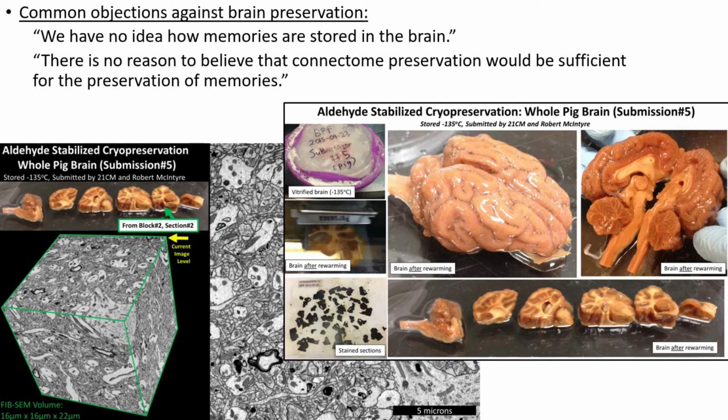This result, and the many others like it, should give pause to anyone that casually dismisses aldehyde-stabilized cryopreservation as a means to preserve the information content of a brain for long-term storage. Recall that ASC, since it is based on glutaraldehyde perfusion fixation, is known to preserve the synaptic connectivity of a brain, and is known to preserve ultrastructural features of synapses that are correlated with their functional strength.